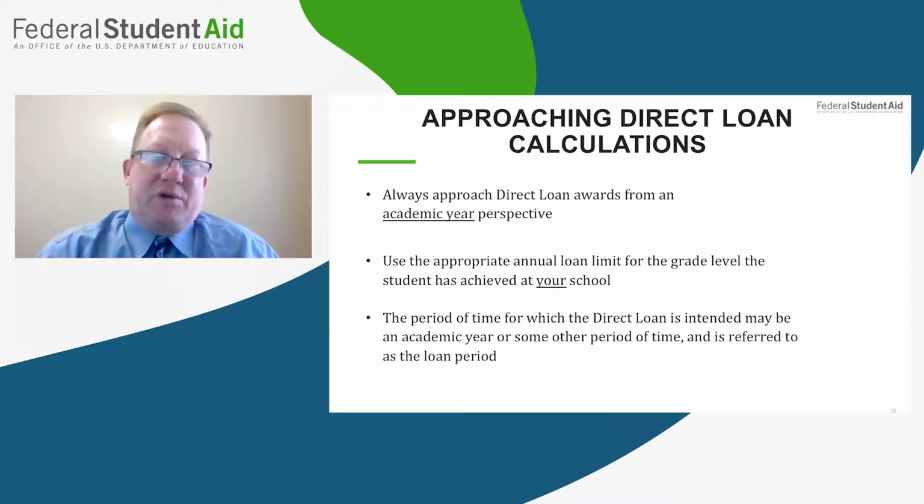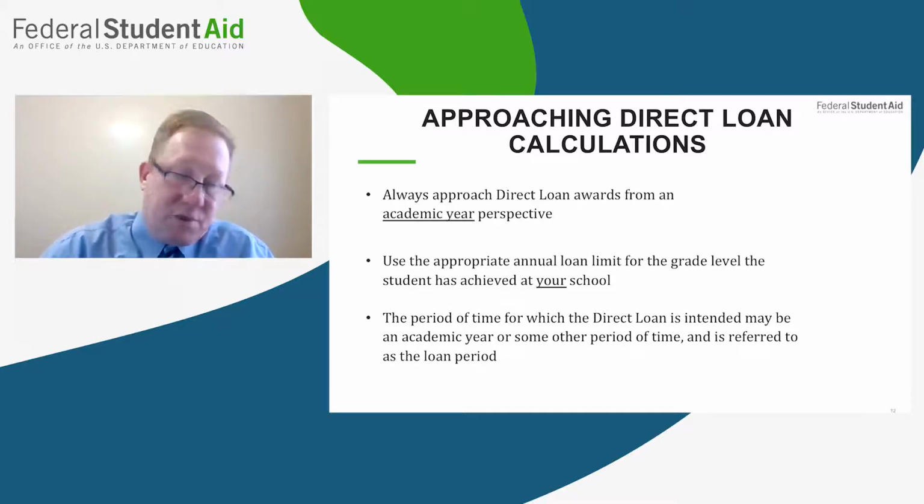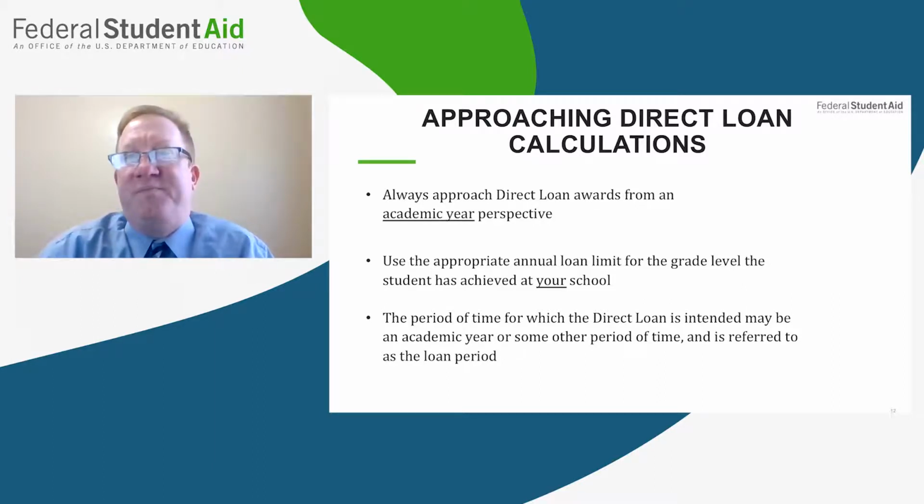Approaching this, direct loan eligibility is different than we discussed under the Pell Grant program. When we look at the student's direct loan eligibility, we don't look at the award year, we look at the academic year. The academic year is a different measure. That's a measure that your school establishes to determine how long your academic year is for federal student aid purposes. You then use the appropriate annual loan limit for the grade level that the student has achieved or reached at your school, not at school A, but at your school, school B.